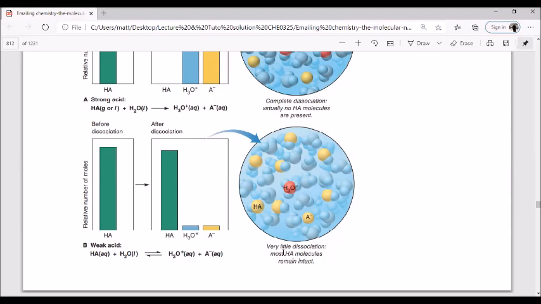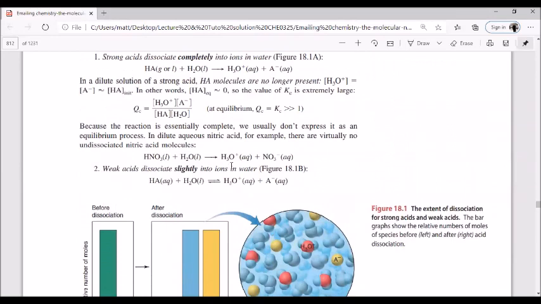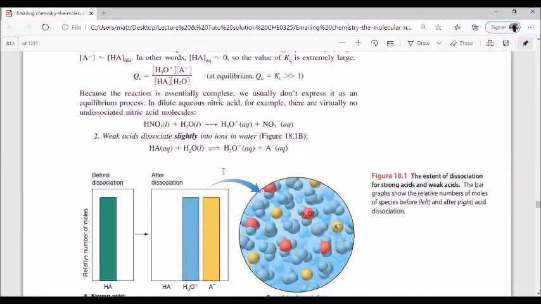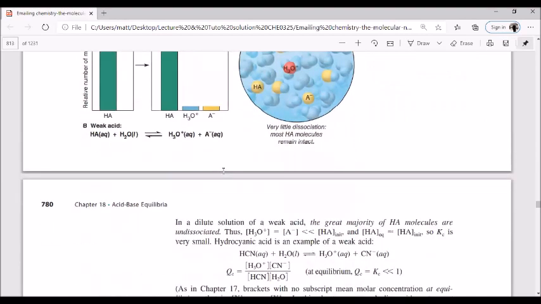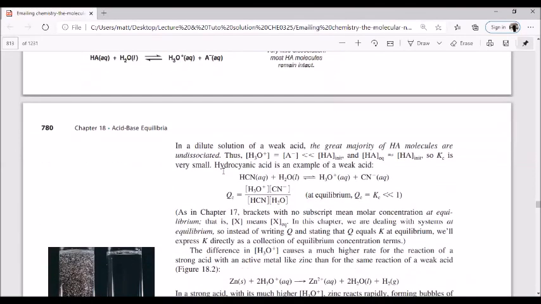Very little dissociation, most of the HA molecules remain intact, remain as HA molecules. No break of the covalent bond between H and A, mostly. Very little dissociates. That is what happens for a weak acid. So a weak acid dissociates slightly into ions in water. Alright, so if we write the equation, for example, we take a weak acid here, hydrocyanic acid. Hydrocyanic acid, HCN aqueous, reacts with water to form H3O+ and CN minus.